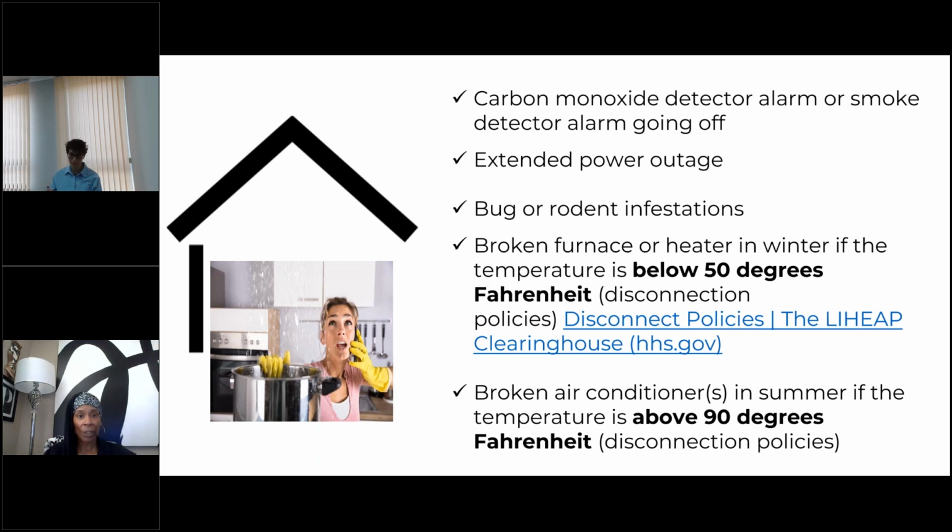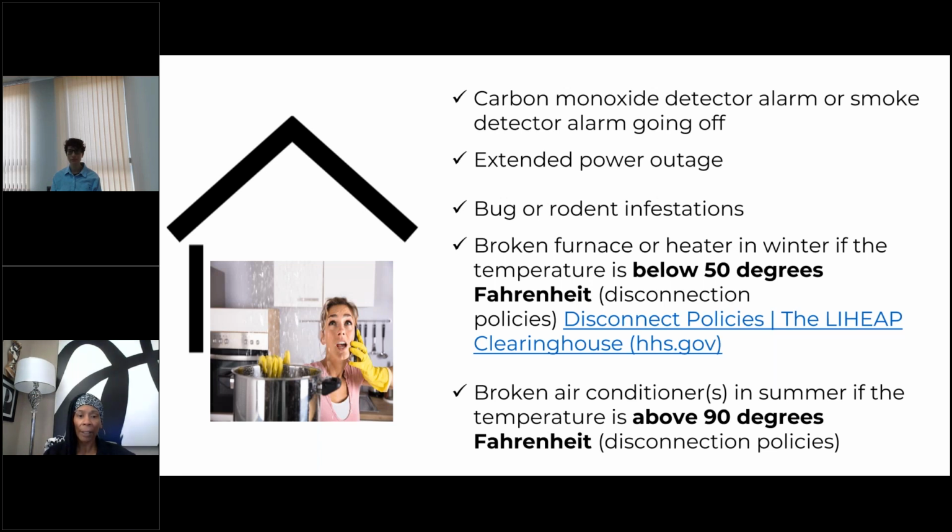Extended power outage. This can be an emergency, especially depending on the temperature, and we'll talk a little bit about that too. Bug or rodent infestations, that's an emergency. We're not talking about you just having bed bugs, but if there's a true infestation that makes it a health issue, that's considered an emergency. A broken furnace or heater in winter if the temperature is below 50 degrees Fahrenheit. And that might change. I just put that in there as an example.